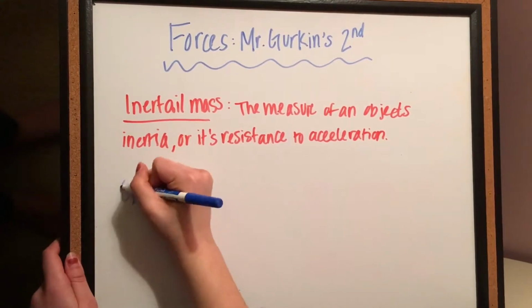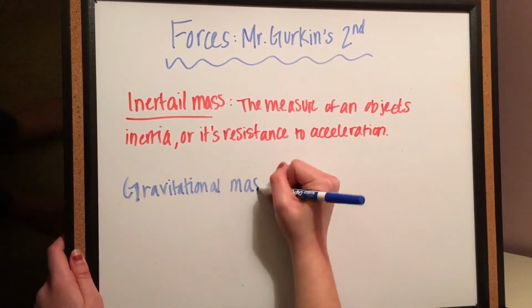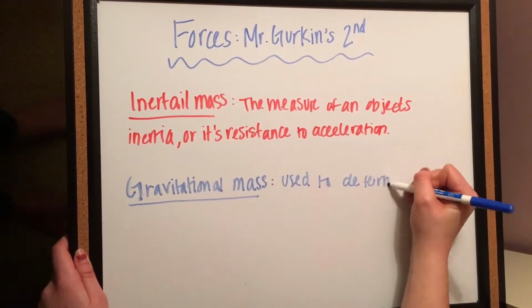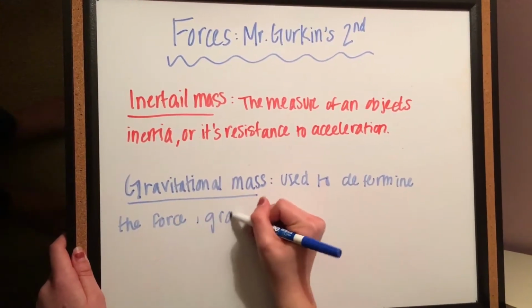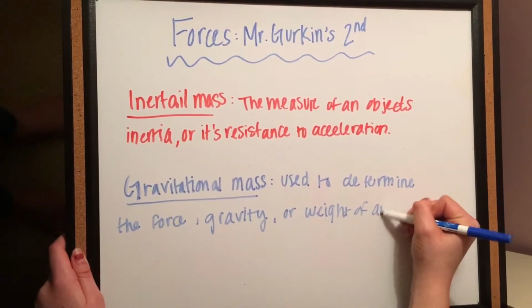Now let's talk about gravitational mass. This is used to determine the force of gravity, or weight, of an object. The formula is Fg equals mg. The F stands for force, the g stands for gravity, and the m stands for mass. These two are experimentally identical.